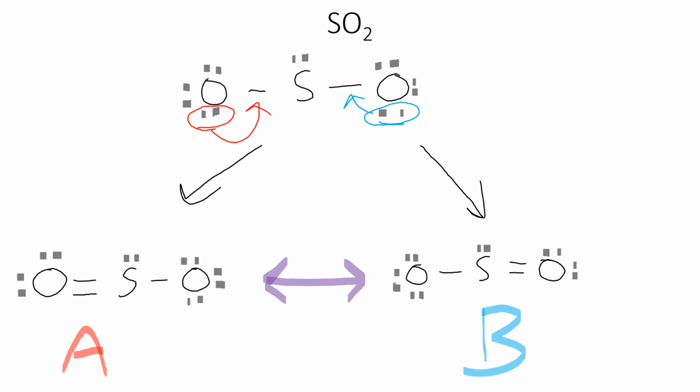And they're not switching back and forth. It's not A, B, A, B, A, B switching back and forth. It's not doing that. It never looks like A. It never looks like B. It will always, at every moment in time, look like a combination of A and B. And we represent that with these multiple resonance structures that we have.